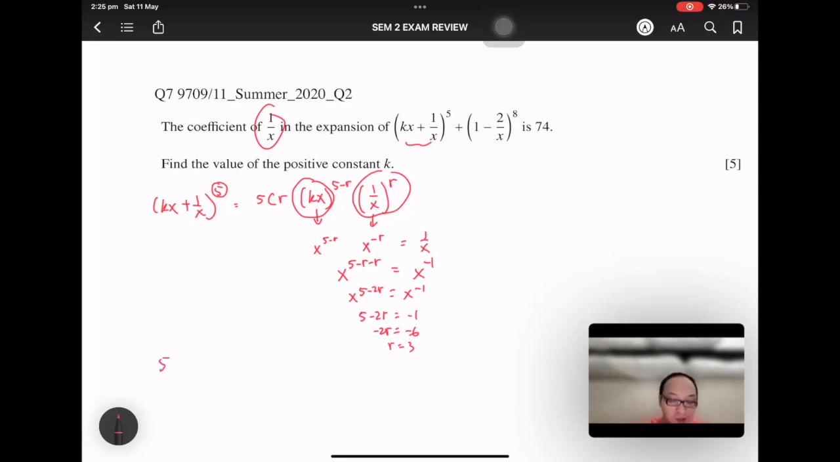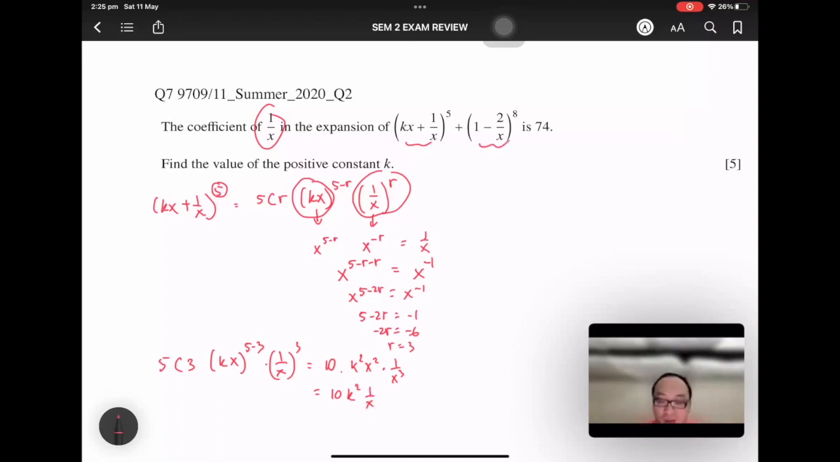So we put it back into the formula, 5C3, since r equals 3: (kx) to the power of 5 minus 3, times (1/x) to the power of 3. This equals 5C3, 5 combination 3, which is 10, times k squared x squared, times 1 over x cubed. So it equals 10k squared times 1 over x.